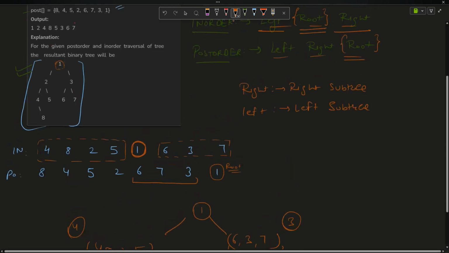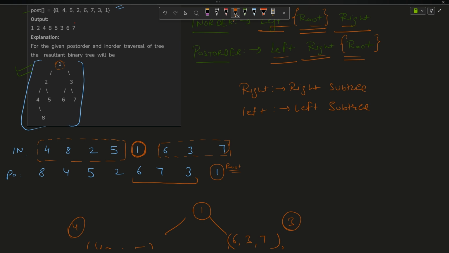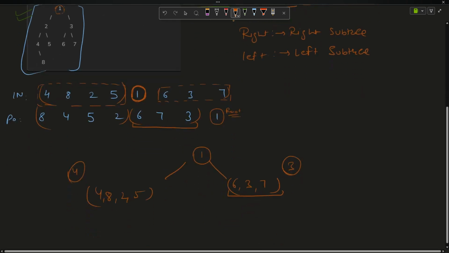Why? Because it is right then left, that is the root's right, this part and this part have to be the same, and this part and this part have to be the same, not in the order but the number of elements and the values of elements have to be the same. All right, so I think I'm clear here.